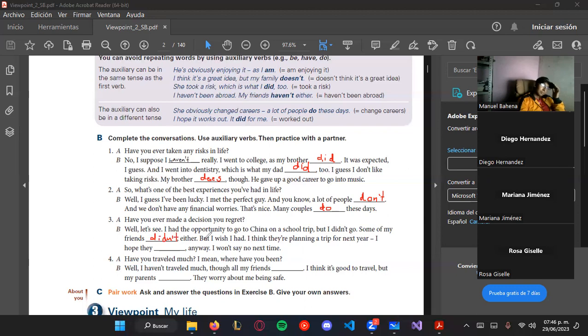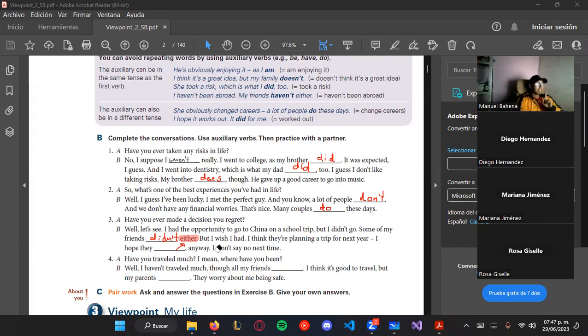Because the trip happened in the past, pues. In the past? Sí. But why negative? Because he says that he and his friends didn't take the opportunity. Exactly, and especially we know that because of this word, right? Sí, either. Yes, the either, tampoco.